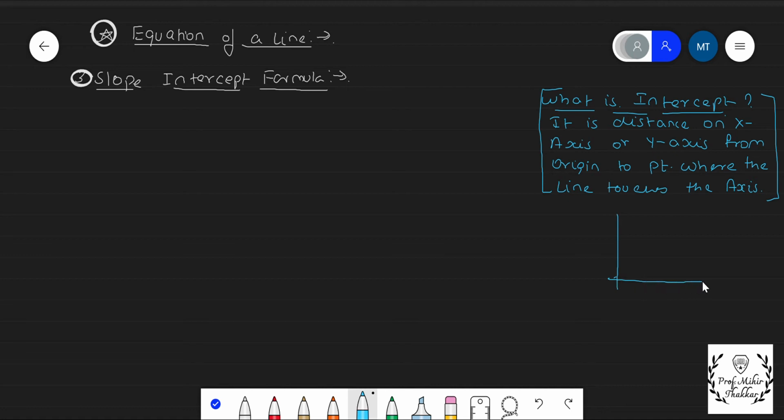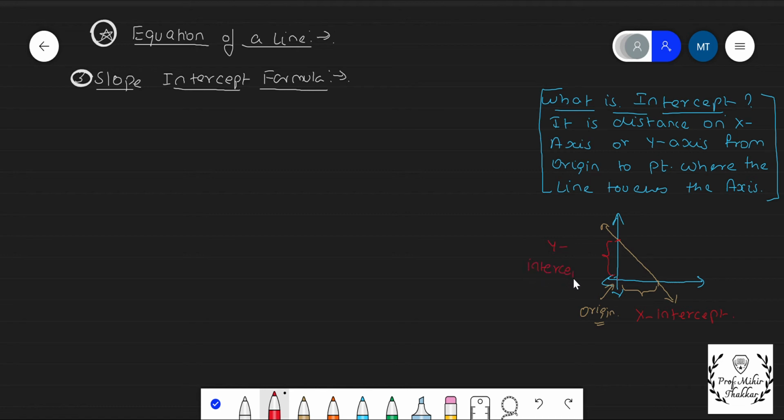If suppose these are my x-axis and y-axis, and I consider a line, suppose like this. We know that this is our origin, right? So this distance over here from origin till this point जहाँ पर x axis पे कट करता है, इसको हम लोग बोलते हैं x intercept. And this point is the point on y axis, and this is again my origin. So this distance is called as the y intercept.